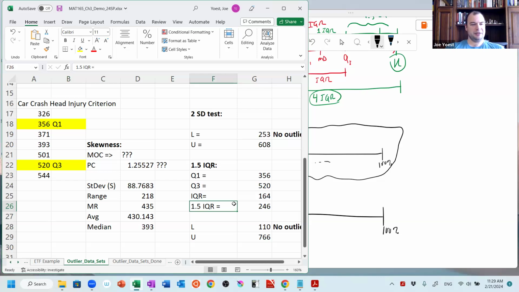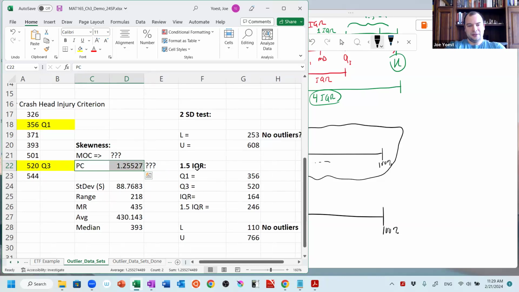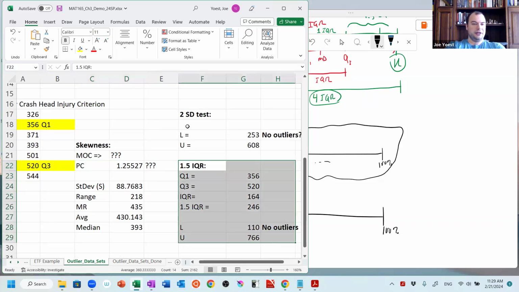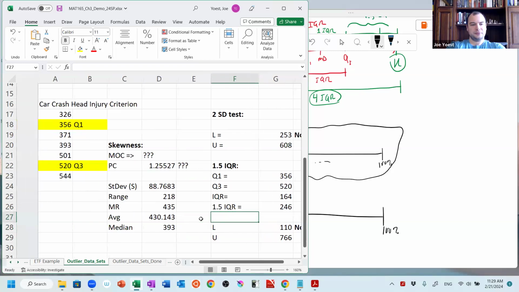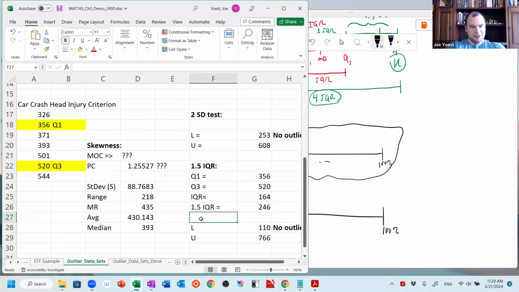I'd probably say, okay, these measures aren't going to be great when I have such a small data set, when I have only 7 data points. So I probably would be a little more skeptical of my Pearson coefficient being above 1 and claiming right skewedness and claiming a right outlier, when my 1.5 IQR method and even the 2 standard deviation test don't indicate any outliers. Any questions on any of this?